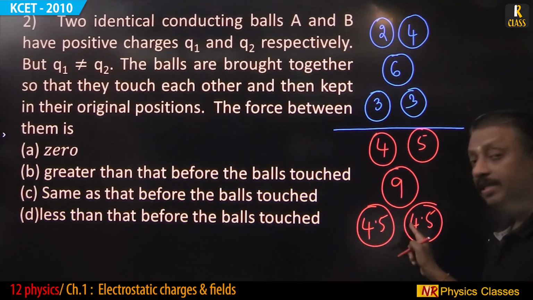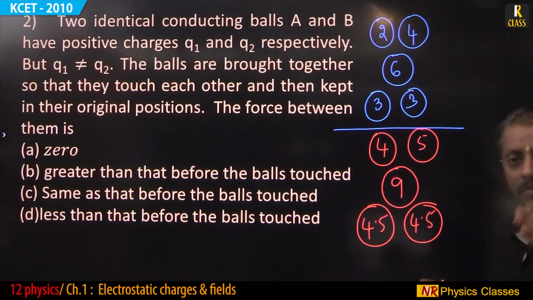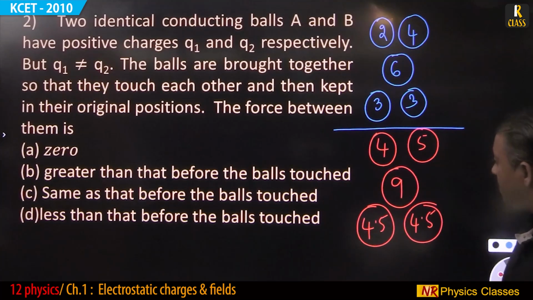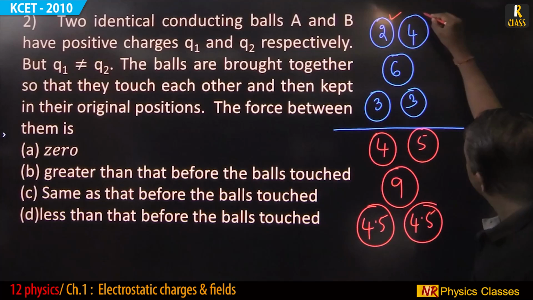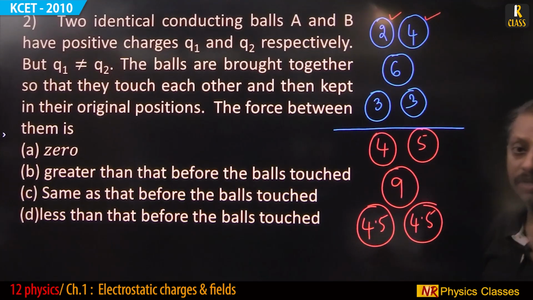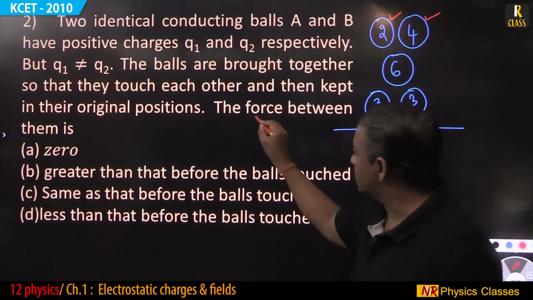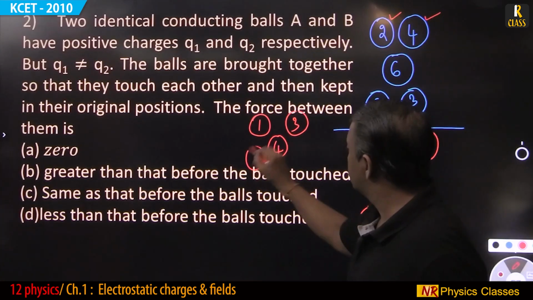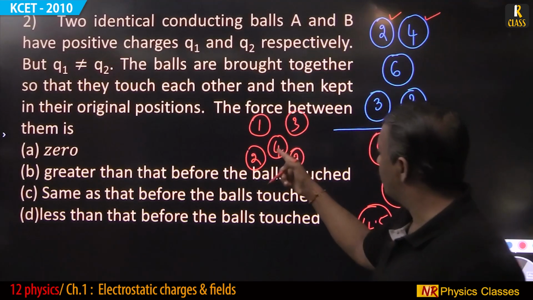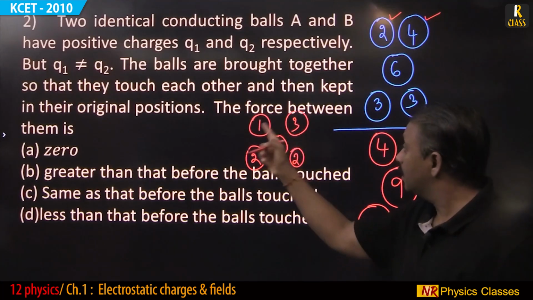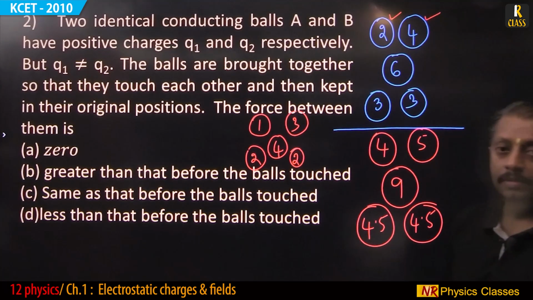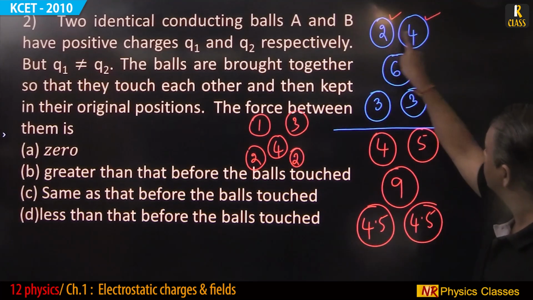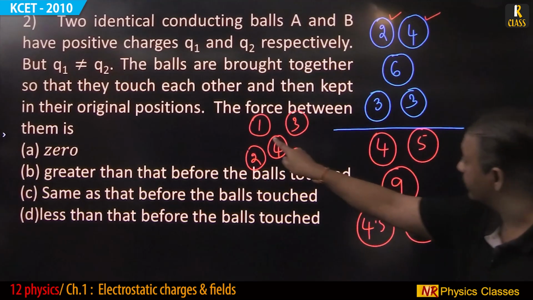See, unnecessary fractions. We can get the answer, but it takes some time. That's why try to take both even numbers or both odd numbers. If they are odd numbers, something like 1 and 3, when they are in contact, 4. After the contact, 2 and 2. 4 splits into 2. See, these two are odd numbers. So experience, or a little practice, says try to pick numbers that are both even or both odd.